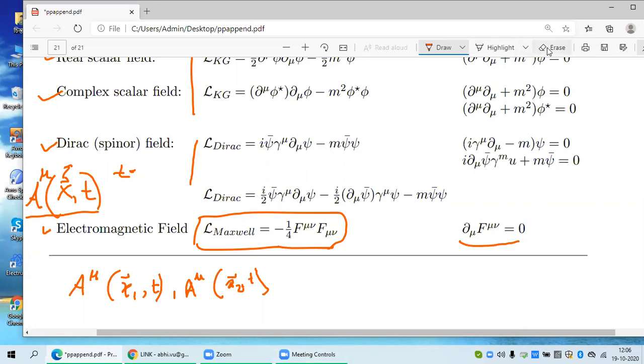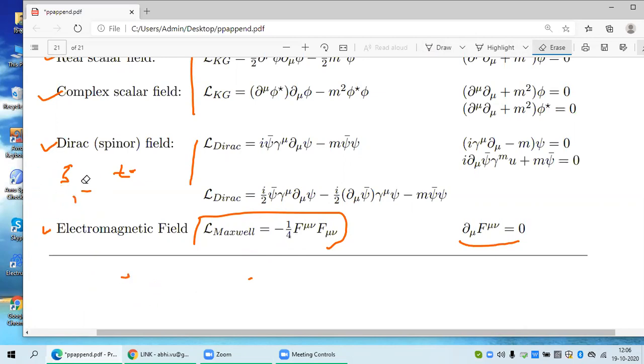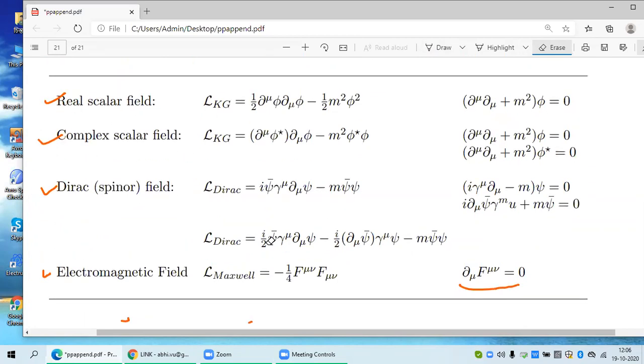Okay, clear. One interesting point to note is that ultimately these are all classical fields, and relativistic fields, meaning their Lagrangians are invariant under Lorentz transformation, and all are free fields. So only one field is considered.